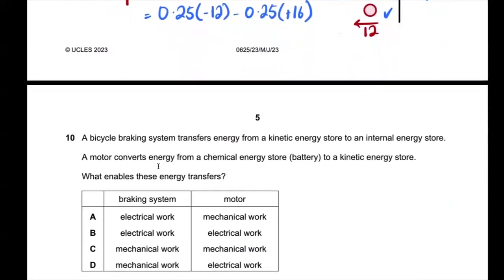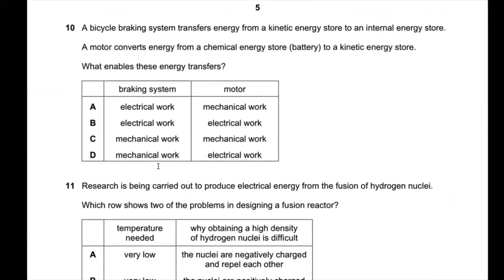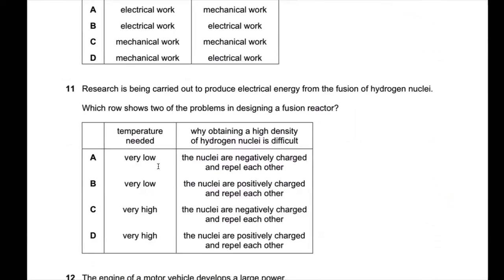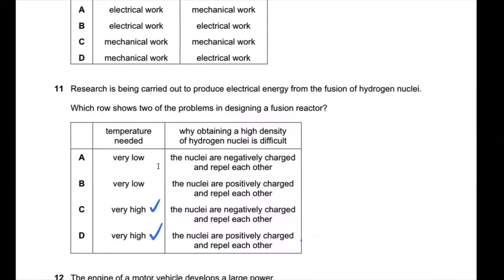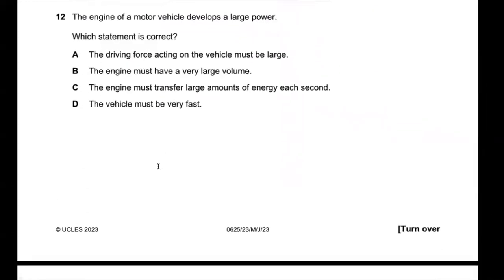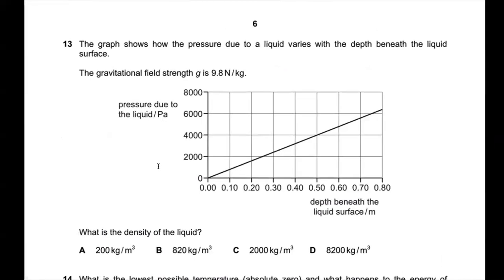All right, now let's have a look at 11. Research is being carried out to produce electrical energy from fusion of nuclei, which row shows two of the problems in designing a fusion reactor. Temperature needed would definitely have to be very high. That's what happens in stars, so that you can overcome the electrostatic forces of repulsion. So nuclei are positively charged and they repel each other. Easy. Let's have a look at 13.